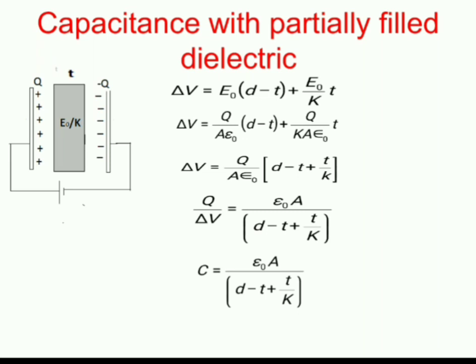Then I replace E naught as sigma by epsilon naught, where sigma is Q by A. So we are modifying E naught as Q by A epsilon naught and bring out the relation such that you get Q by delta V. So we get Q by delta V, that is capacitance, as epsilon naught A by d minus t plus t by K. Here t represents the thickness of the dielectric.